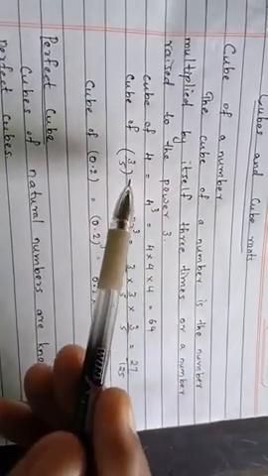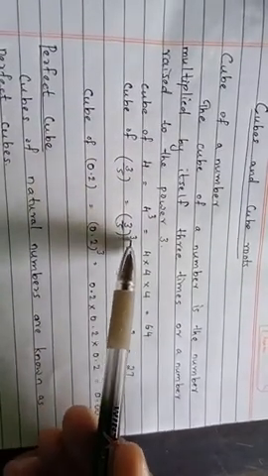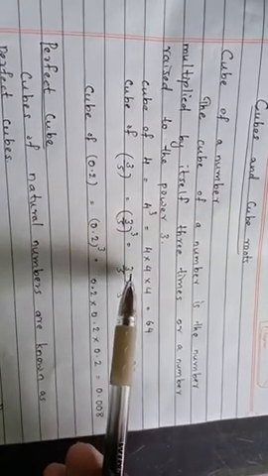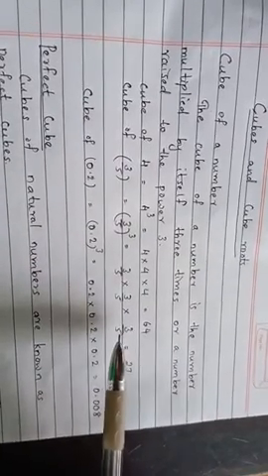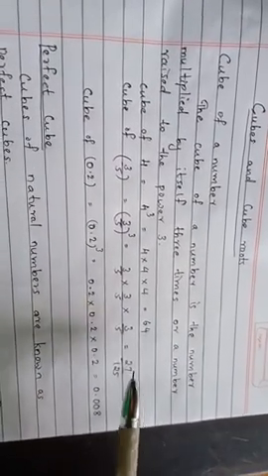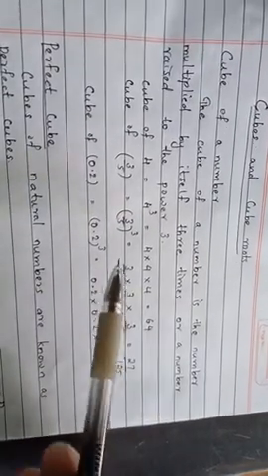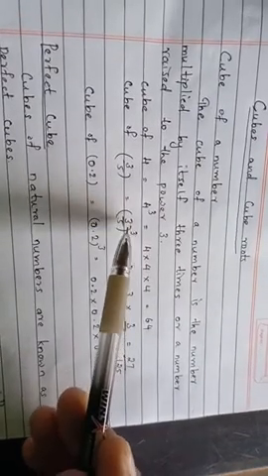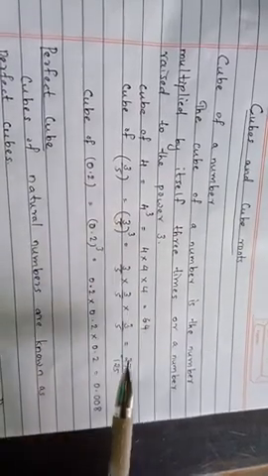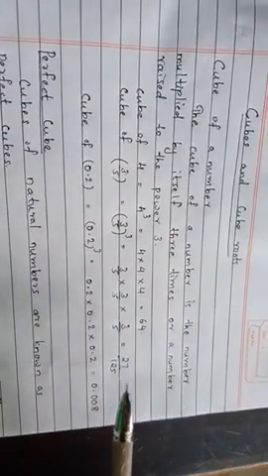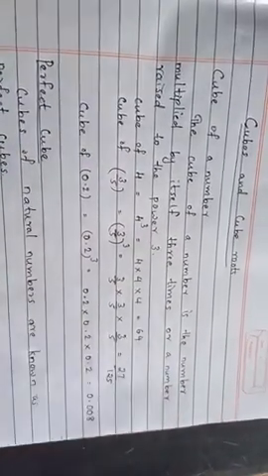Now, second example, we have a fraction 3 upon 5, and its cube is equal to 3 upon 5 the whole power 3, which is equal to 3 by 5 multiplied by 3 by 5 multiplied by 3 by 5. In this case, to find the cube of a fraction, we will find the cube of numerator and denominator separately. So here we have numerator 3 and its cube 3 cube is equal to 27, and denominator 5, its cube 5 cube is equal to 125. Hence we can say that cube of 3 upon 5 is equal to 27 upon 125.